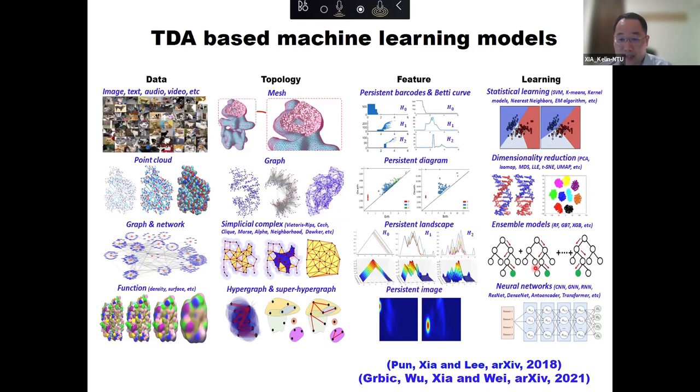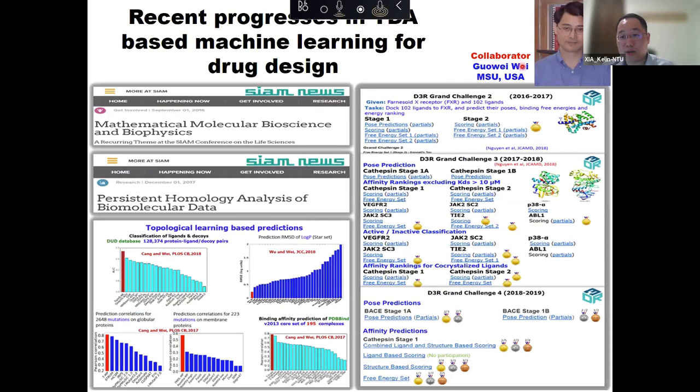In fact, Professor Wei, my collaborator, the former advisor, has already done a lot of work in these areas. So the TDA-based learning model has been applied to various problems in drug design, including binding affinity, log P, log S prediction, and certain mutation situations, just like COVID-19. Now we have a lot of mutations. This model can also be used to do that. So a lot of the existing data can be used to extensively validate the models. And what you can see here is that the topological models are not only working, but consistently better than all the existing models in these areas.